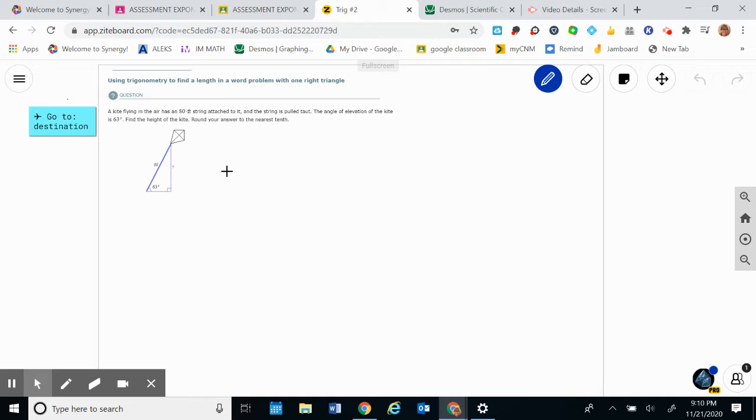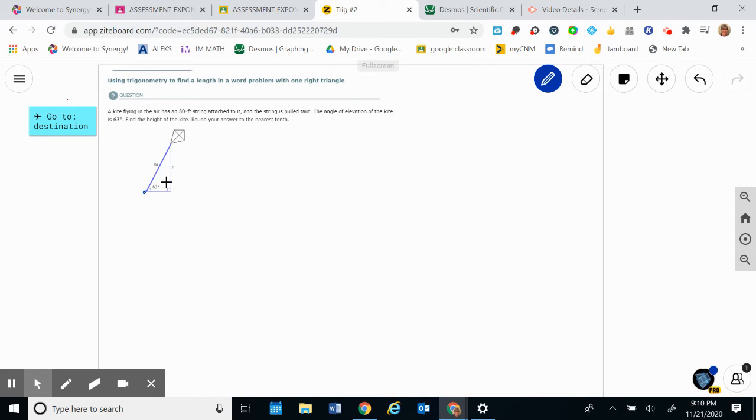So at the end of the last video, I started to show you how you're going to be using the ratios to find unknowns. Okay, unknown sides, or even unknown angles eventually. But at the very beginning, it's unknown sides. So what you do, here's your strategy. You stand at the angle that they give you, and you identify your sides. Okay, so we have this kite, it's flying in the air, it has an 80-foot string.